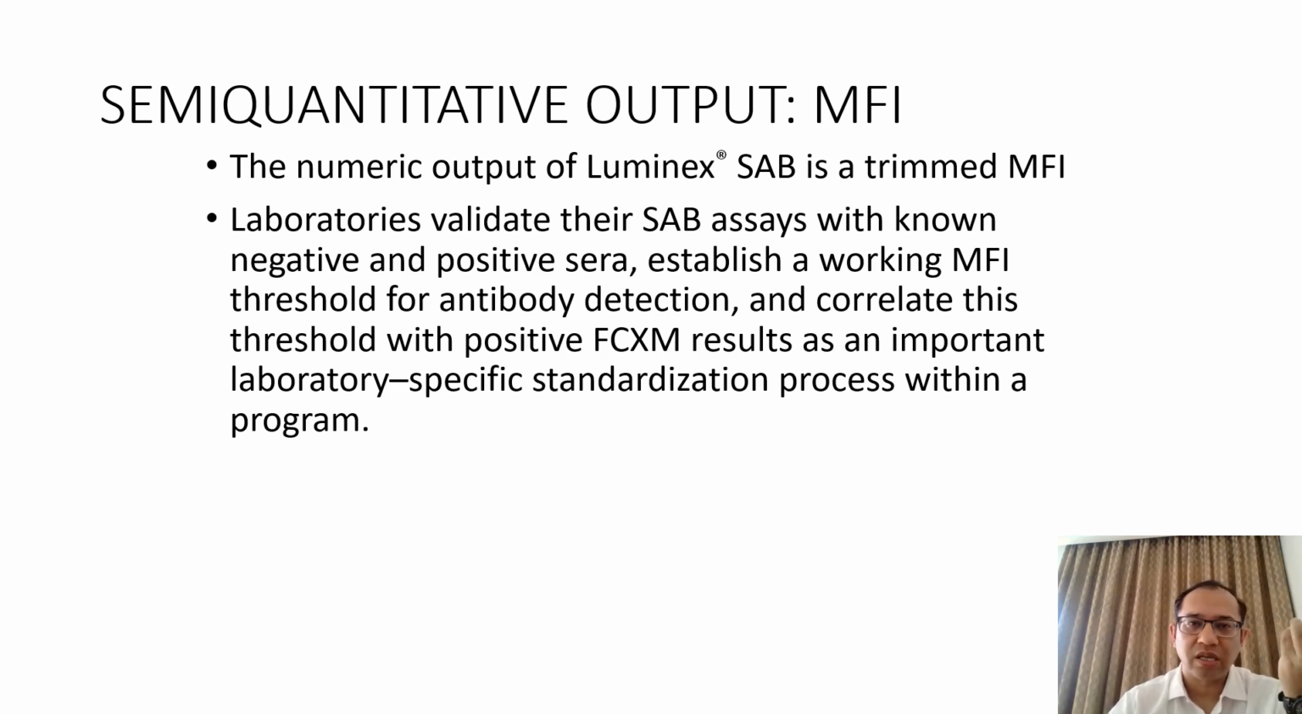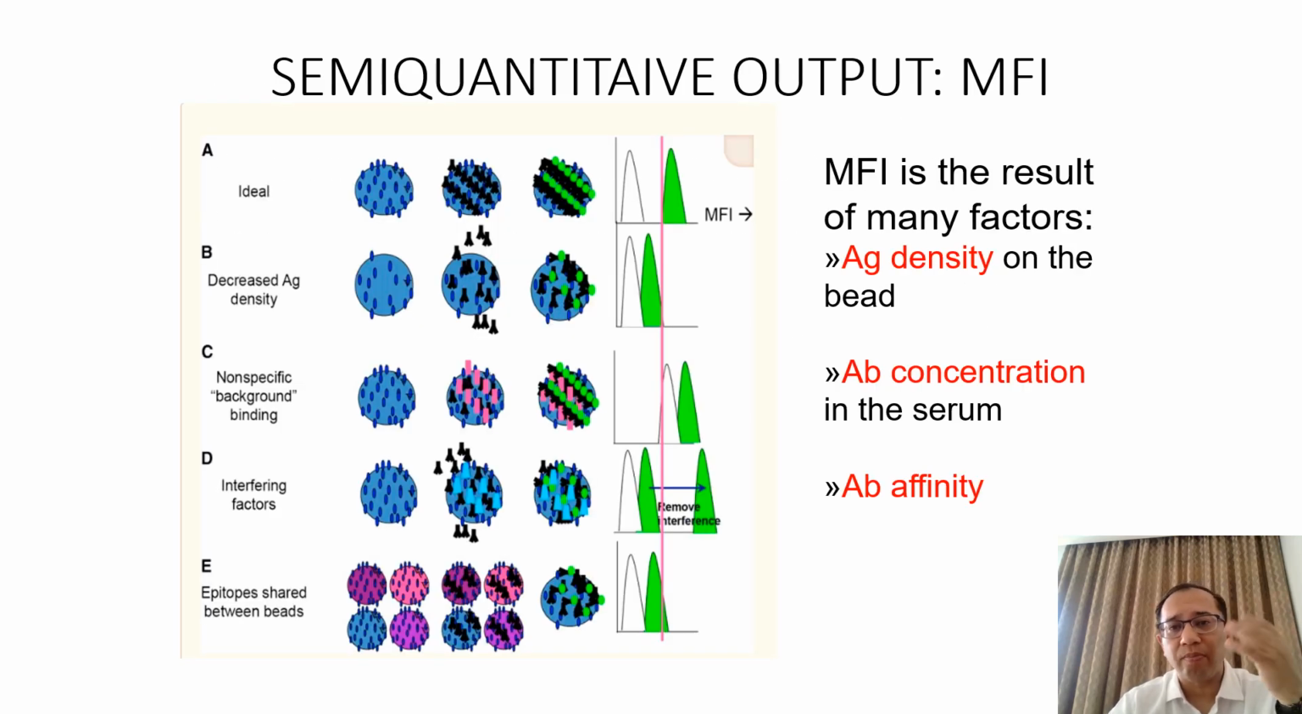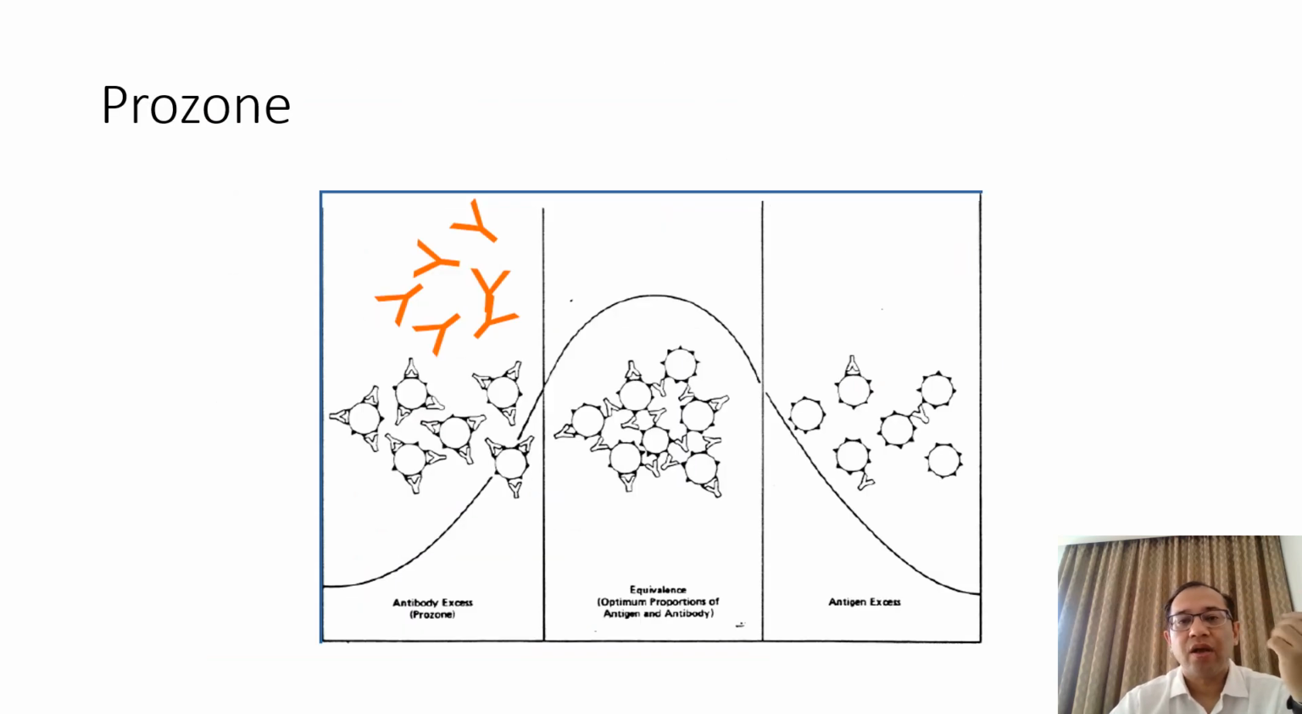So yes, it's a semi-quantitative output and dependent on many things. You should have an adequate antigen and antibody ratio. You should not have any interfering factors or shared epitopes. And sometimes you may have a prozone in which you have either antibody excess or antigen excess, which may not give you the right value. So sometimes when you dilute, you may get a zone of equivalence, and that may lead to the positivity.